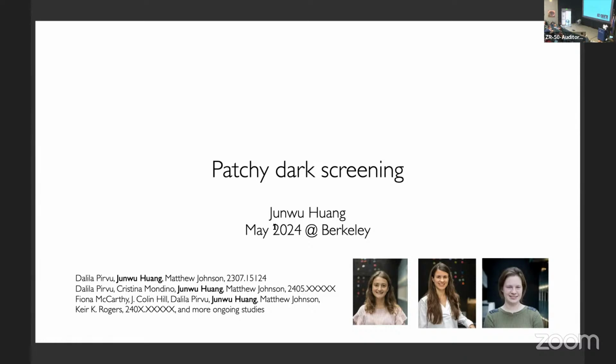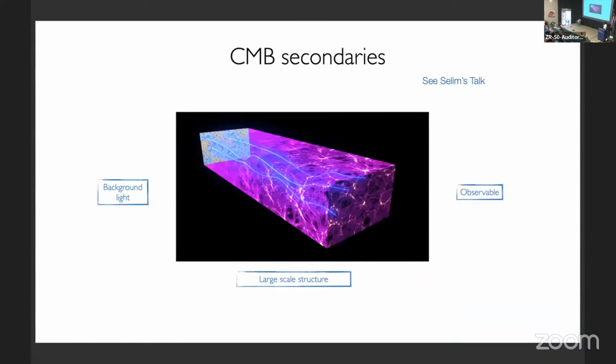This is a series of work with these amazing young scientists, Dalila, Christina, and Fiona, and also people you probably already know. So we'll be telling you about a new type of secondary anisotropies. As you heard from Salim's talk, secondary anisotropies are generated when CMB photons go through the large scale structure, getting perturbed by interactions, either gravitational or electromagnetic, that generate new anisotropies that we can observe.